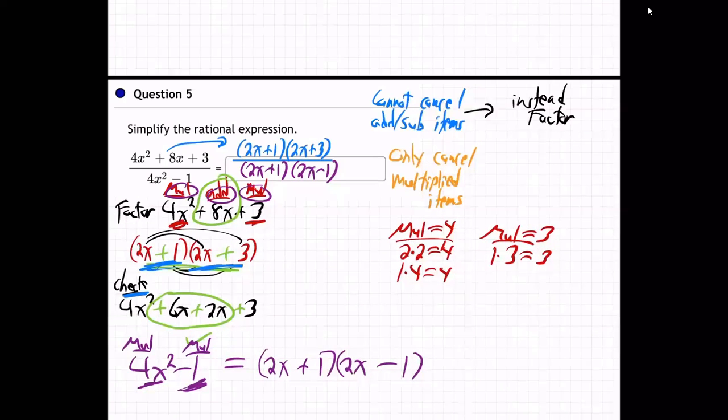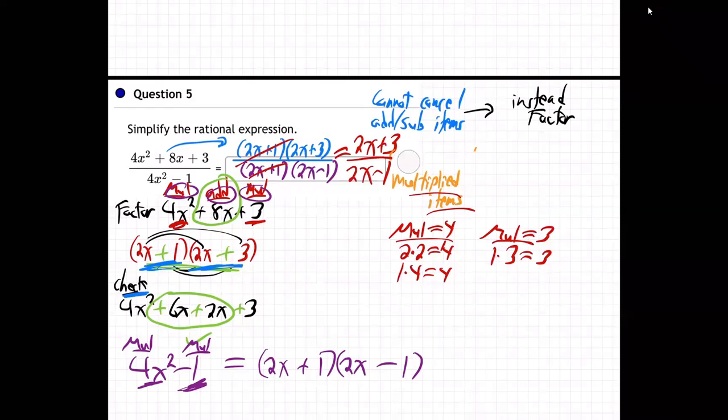Now we can cancel. These guys are going to cancel. Boom, boom. They cancel because we can only cancel multiplied items. But now that we factored, they're multiplied, right? That's what these parentheses mean. This whole 2x plus 1 is multiplied by the 2x plus 3. And on the bottom, they're multiplied as well. So we can cancel multiplied items, and then we're done. The answer is just the 2x plus 3 on the top and the 2x minus 1 on the bottom.